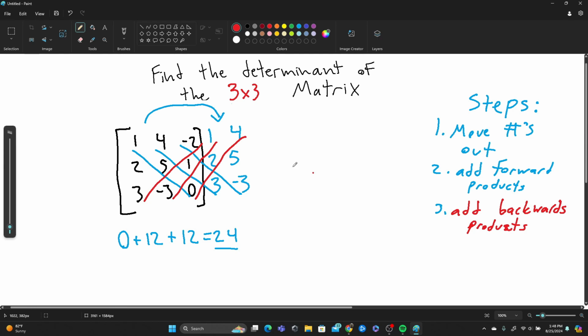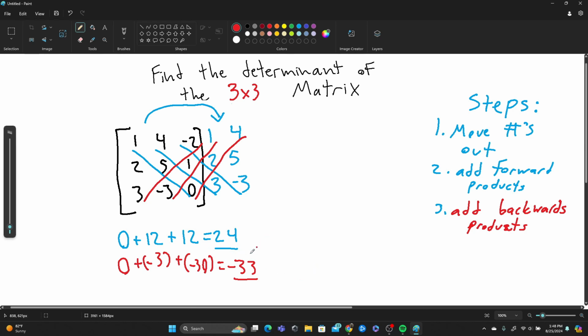So 4 times 2 times 0 is 0, plus 1 times 1 times negative 3 is negative 3, plus negative 2 times 5 is negative 10, times 3 is negative 30. So 0 plus negative 3 plus negative 30 is equal to negative 33. So that's the sum of our backwards products.